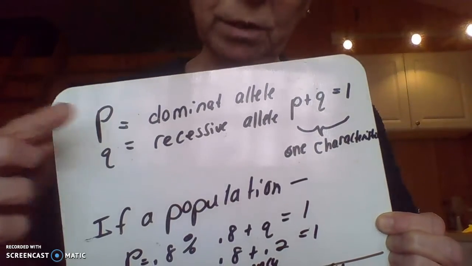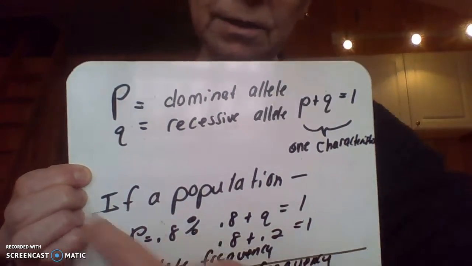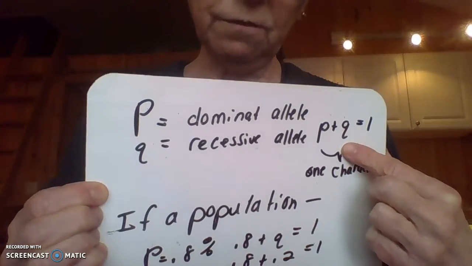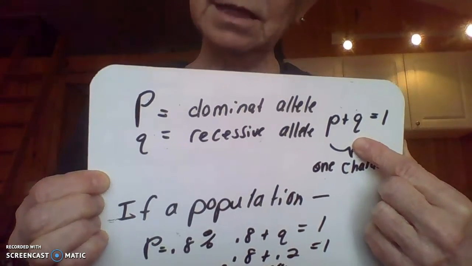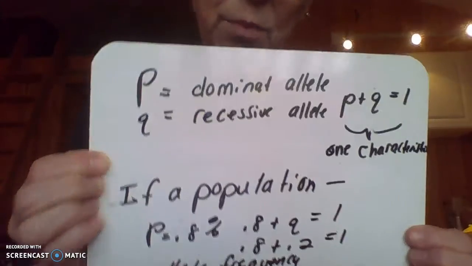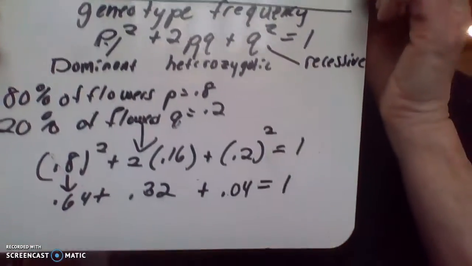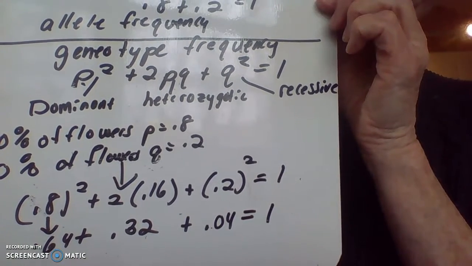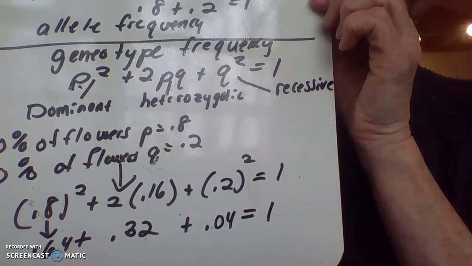And that's what their formula up here is for, if you're just looking at the alleles. That is just if you're looking at allele frequency. If they ask about not the alleles, but your genotype frequency, we have a different formula. That is P squared plus 2PQ plus Q squared equals 1.